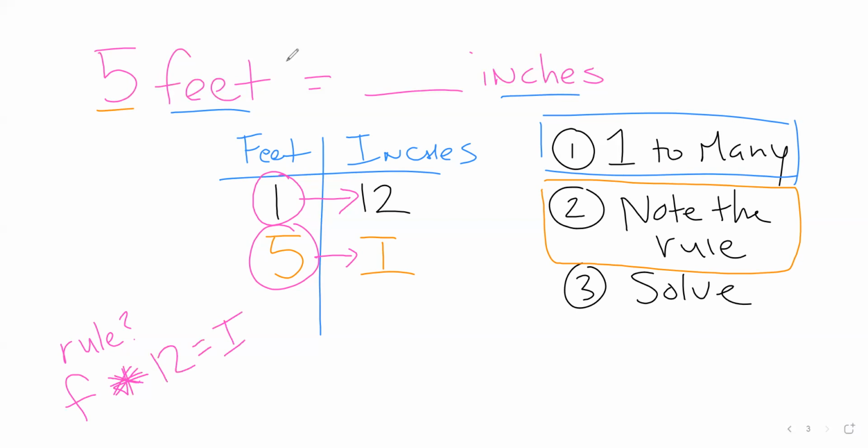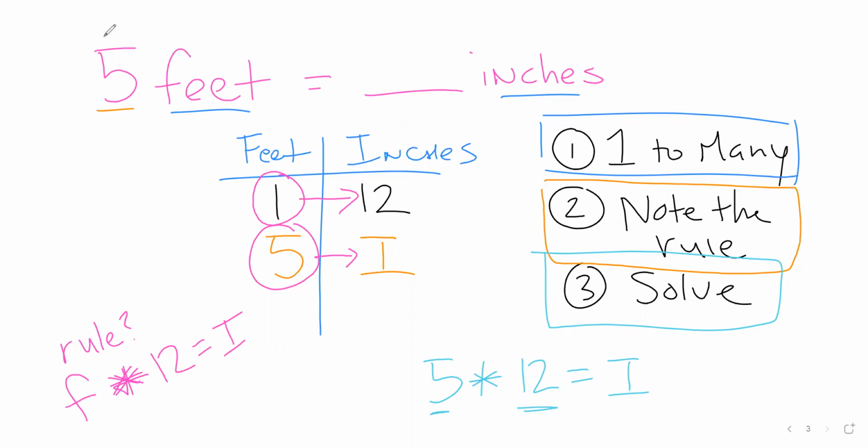So now let's solve. Now that I know that my rule is feet times 12 equals inches, I'm going to do some substitution. I have feet times 12 equals inches. I need to know inches. I do know feet, so I can substitute. So I'm going to take this F away and I'm going to replace it with a 5. And then I'm going to do the math. So 5 times 12. Oh, well, that equals 60.